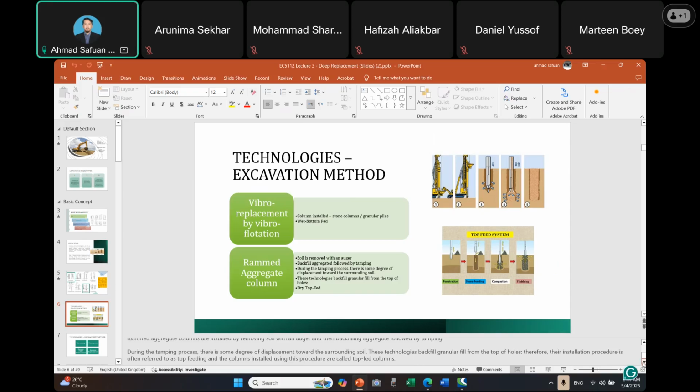So basically, there are two types of installation for this rammed aggregate column. They are top feed, and another one they call bottom feed. The one that I shared with you is called the top feed system. So this is for the excavation methods.